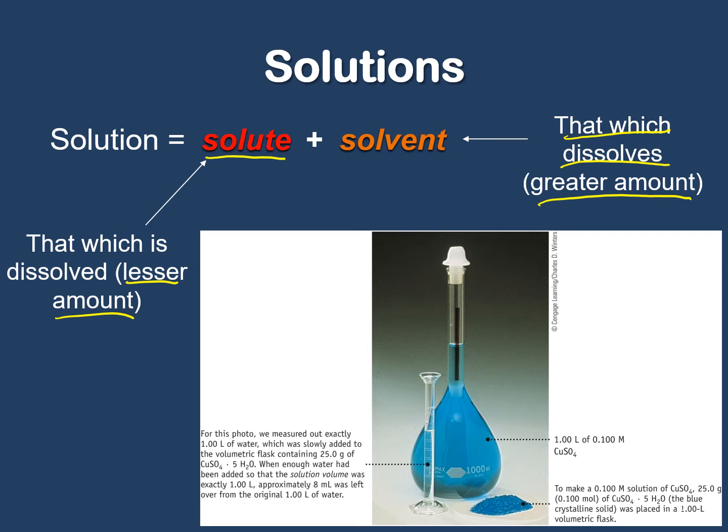Most solutions we work with in general chemistry are what we call aqueous solutions, meaning the solvent is water. And so this is kind of an idea of an aqueous solution right here. We have copper 2 sulfate dissolved in water, and this is a concentration unit we'll talk about later.